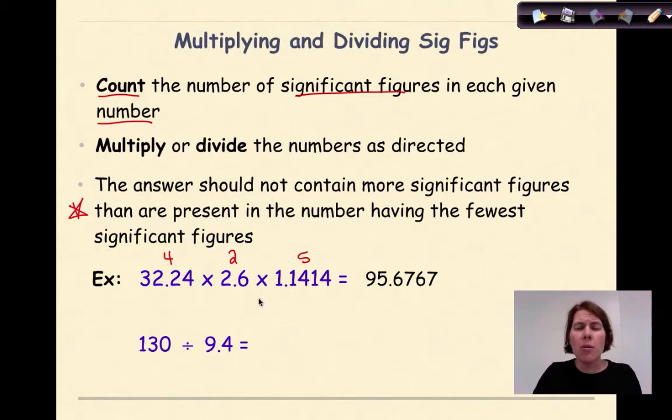When I look at how many significant figures my answer should have, it should have no more than 2 significant figures, because again, the answer should not contain more significant figures than are present in the number having the fewest significant figures. The 2.6 has the lowest number of significant figures, with 2 being present.